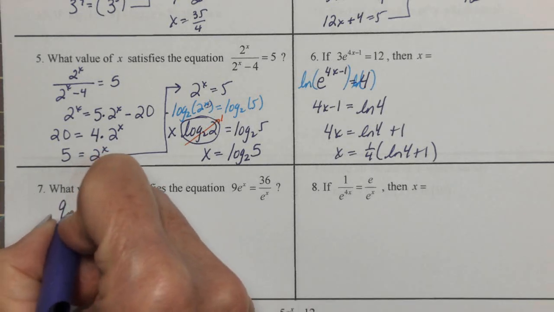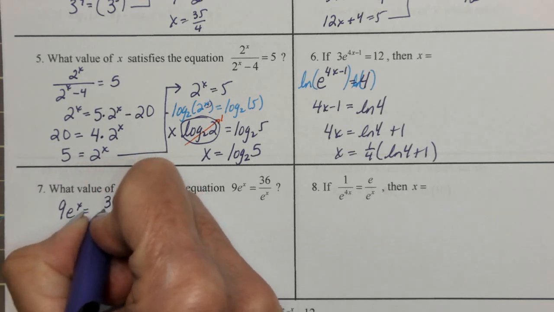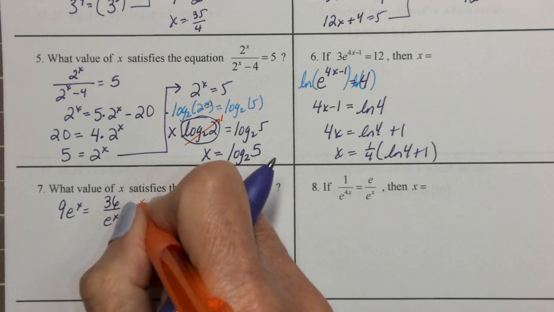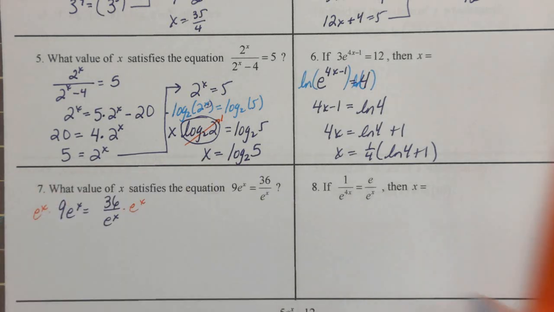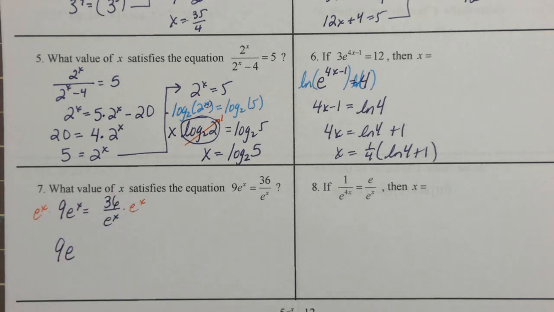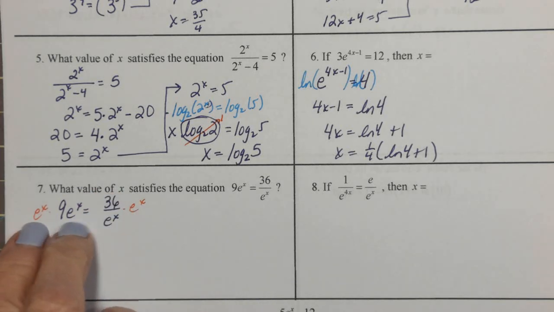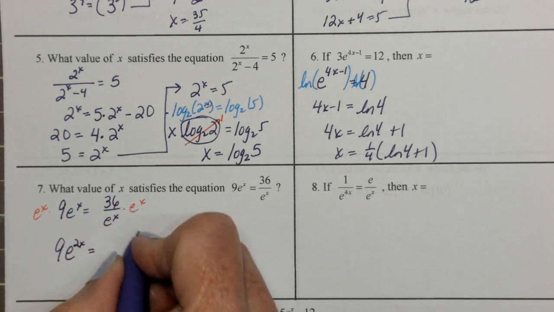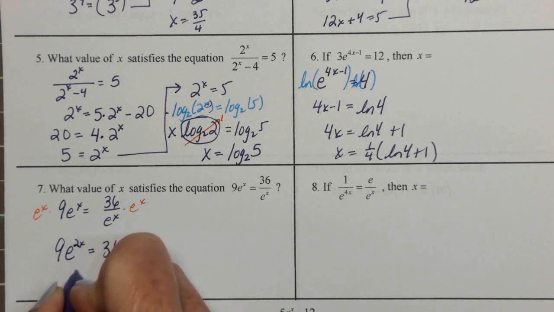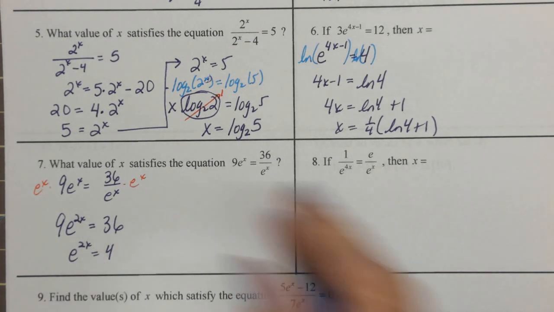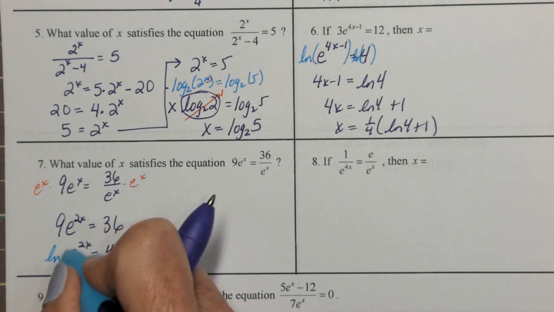Well, I have 9e to the x is 36 over e to the x. I'm going to multiply both sides by e to the x. So I have 9e to the, what do you do when you have the same bases? You add the powers. x plus x is 2x. So e to the 2x is 4. And now I'm going to ln both sides. I'm lning both sides.